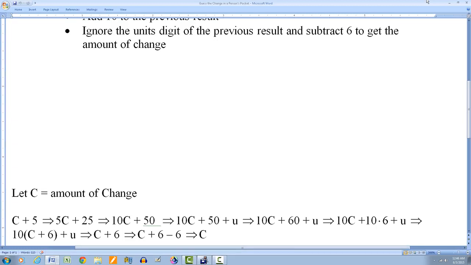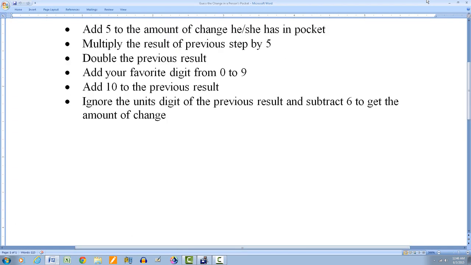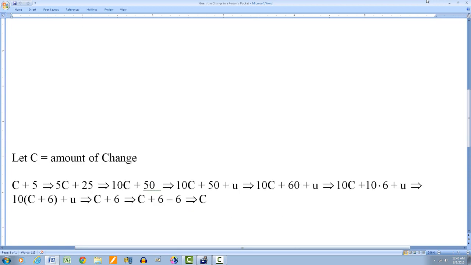Okay, C plus 6 corresponds to the last value that I had, the 103, where I subtracted 6 from that. So this C plus 6 corresponds to the 103 that I got in that final result. And the reason we subtract 6 is obvious, because C plus 6 is what I wind up with, and the answer, of course, is C. That's the change, or the number they've selected, depending on what you ask them. Subtracting the 6 gives me C, which is the result. Okay, so this is the mathematics as to why it works.